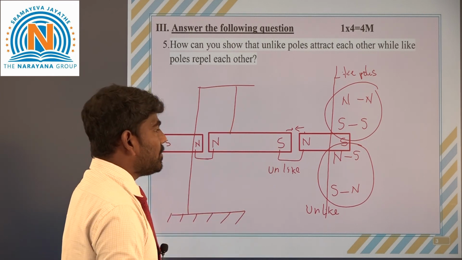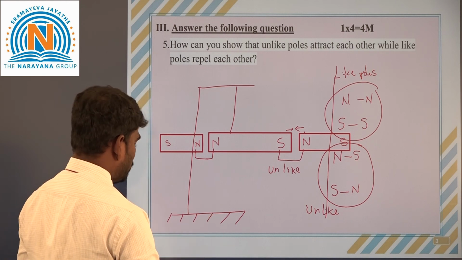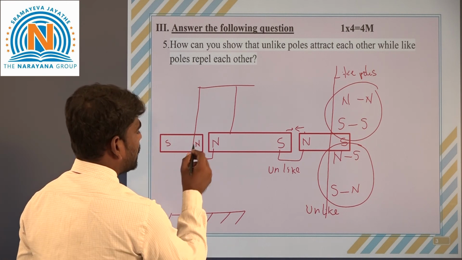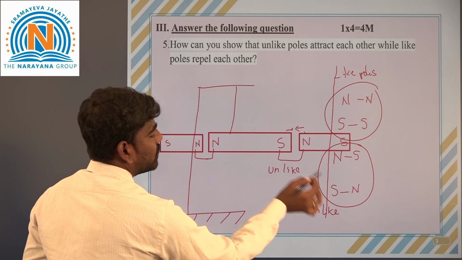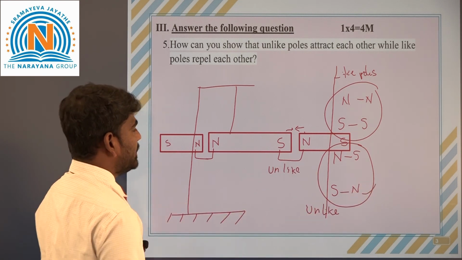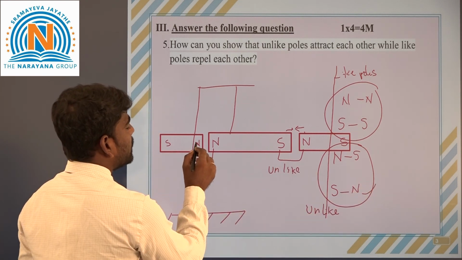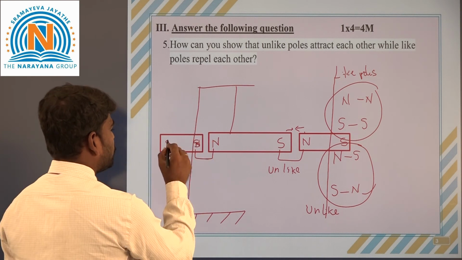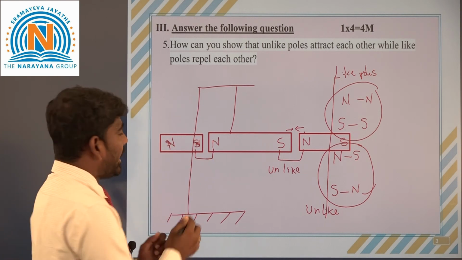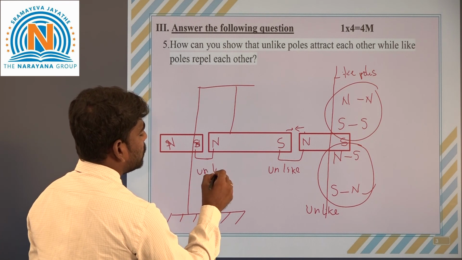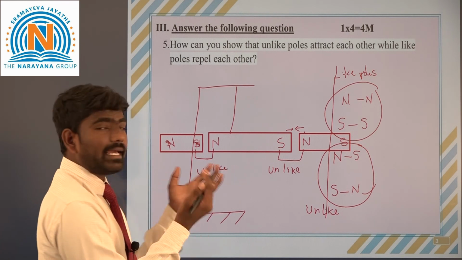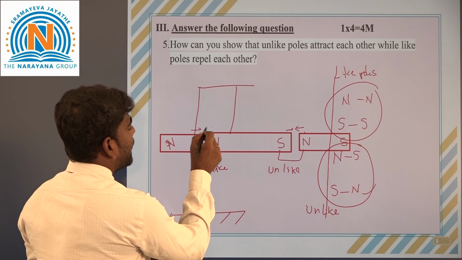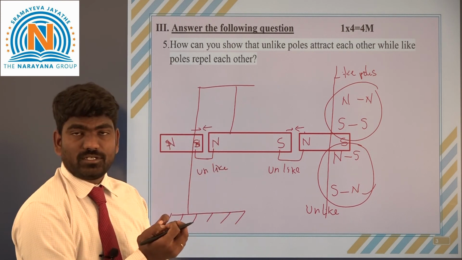And the other combination, suppose here I am changing the poles. So the south and north combination is completed, and if I change the poles here, this is a south pole if I take, and this should be a north pole. Again these two are unlike poles, or opposite poles. Then again what will happen? The two magnets attract each other.